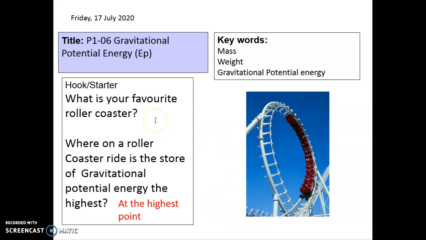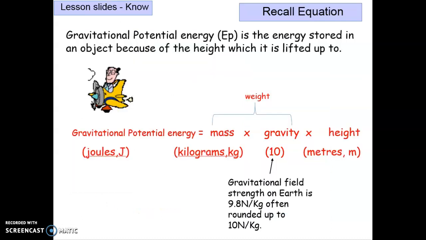So what's your favourite roller coaster? And on a roller coaster ride, where is the store of gravitational potential energy the highest? It's at the highest point up here, because if we look at the next slide, it shows us how we actually calculate gravitational potential energy. Now, lots of people might write GPE for short, but the official shorthand, the one I want you to use, is EP. That stands for energy, and that P stands for potential energy. Okay, now it's the energy stored in an object because of the height which it's lifted up to.